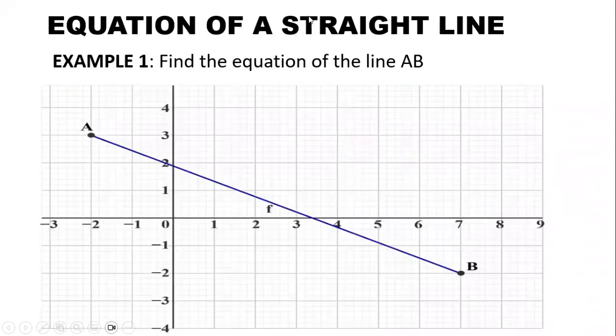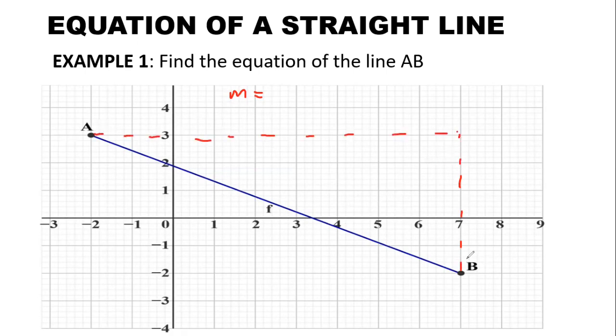In this example, we are asked to find the equation of the straight line AB. The first thing we have to do is to find the gradient of the line. So we know that gradient is equal to rise over run. So we can form a right angle at these points to determine our rise and our run. The rise is going to be 5, and the run is 1, 2, 3, 4, 5, 6, 7, 8, 9, so 5 over 9. But this is a negative slope. So the gradient is negative 5 over 9.